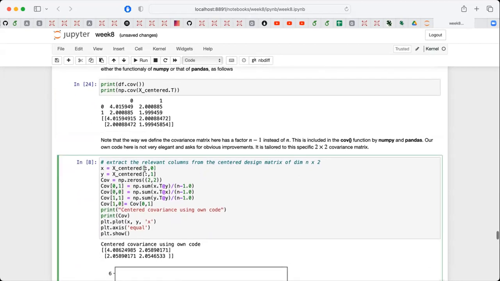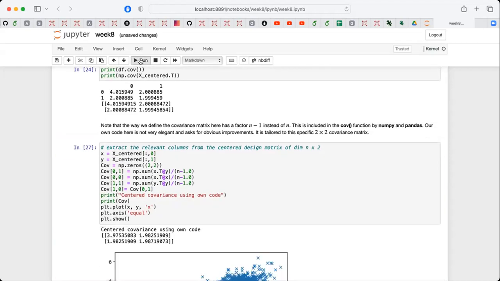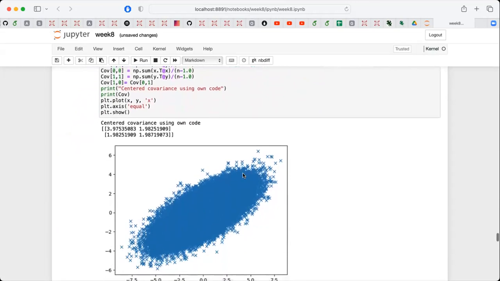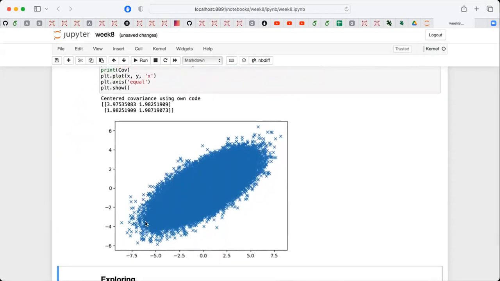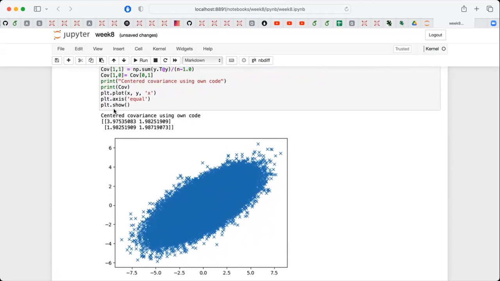Then what you can do is extract the relevant columns from the centered matrix. And what you see here is that since the covariance is pretty large, the results are much scattered along this diagonal. This is just an indication that if you look at the data, I have a large spread in the y direction and a large spread in the x direction. That simply tells me that I have a large variance in the x direction and a large variance in the y direction, and they are strongly correlated.